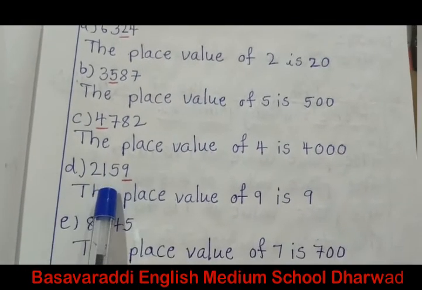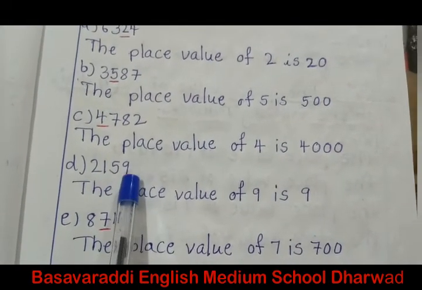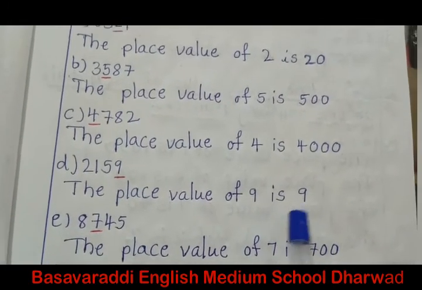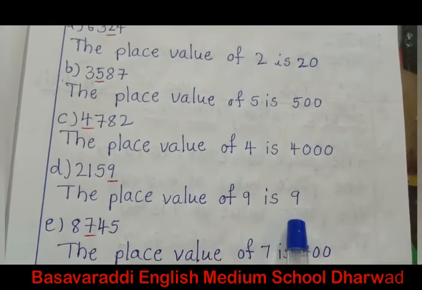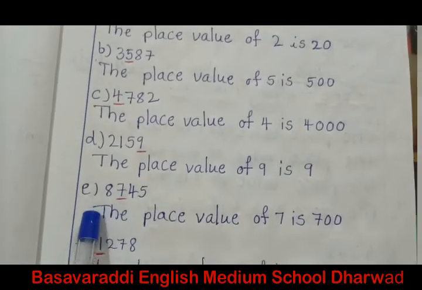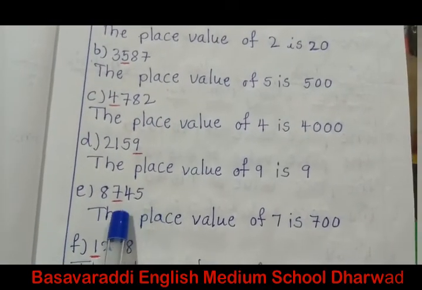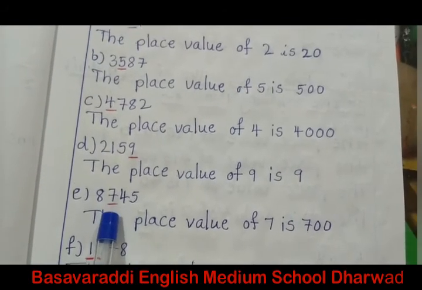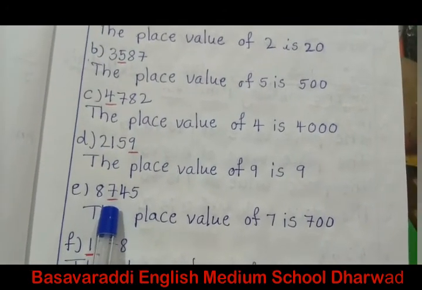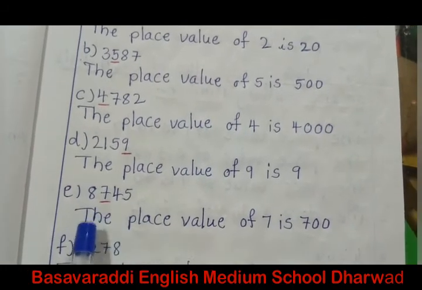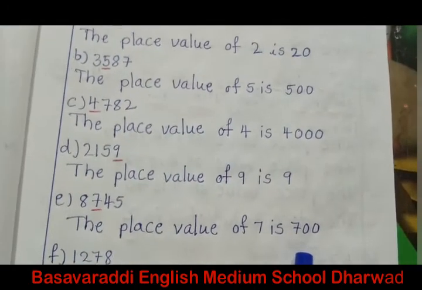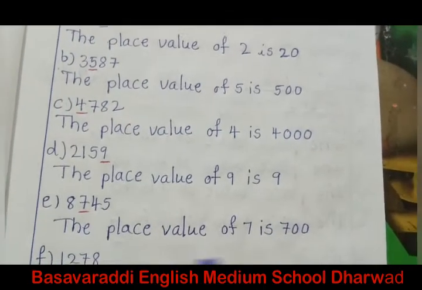D1, 2159. 9 is in the 1's place. So the place value of 9 is 9. 9 into 1, that is 9. E1, 8745. They are colored the digit, so that is 7. 7 is in the 100s place, so you have to multiply by 100. The place value of 7 is 700. 7 into 100, that is 700.